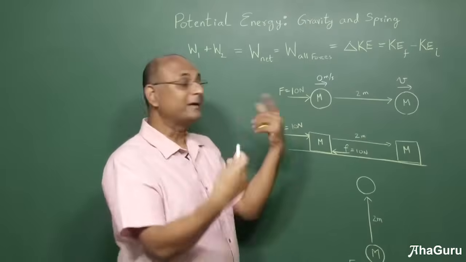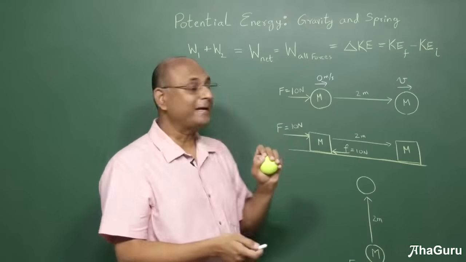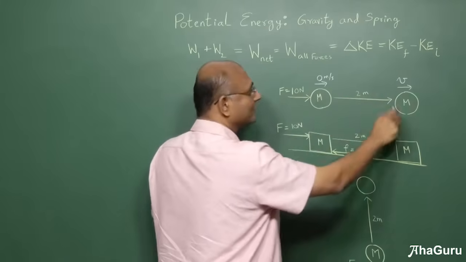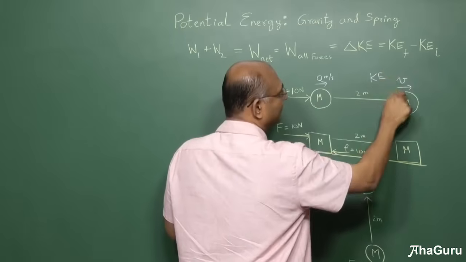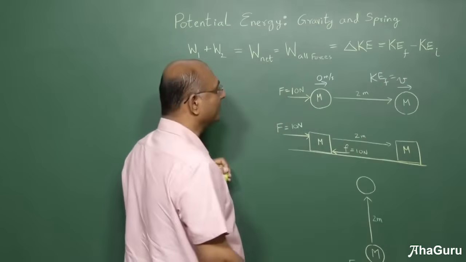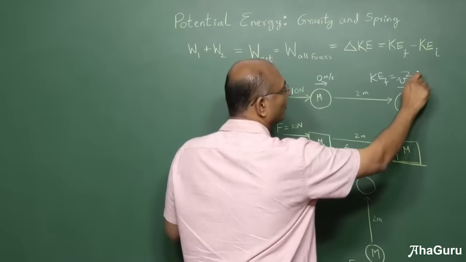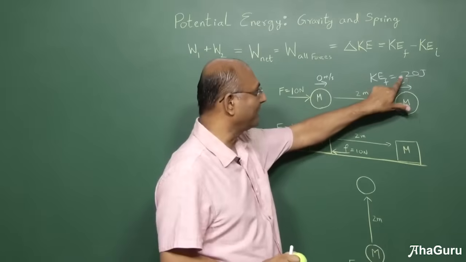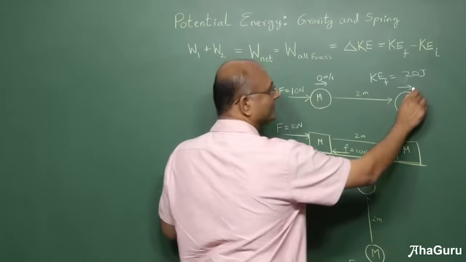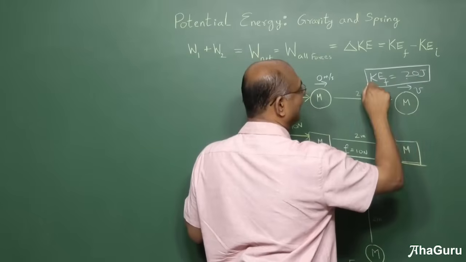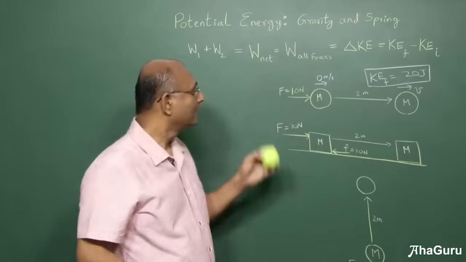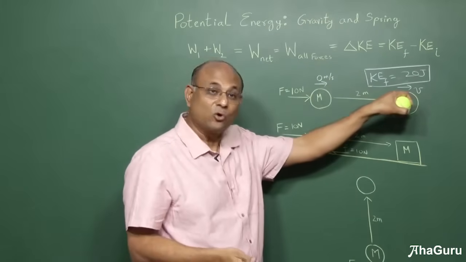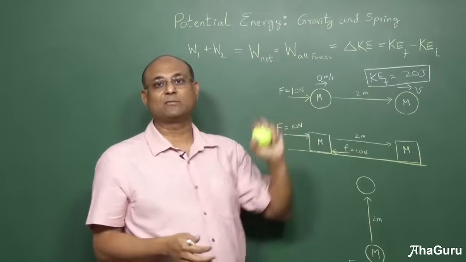Half m v squared, but how much will it be? It will be equal to the energy that I supplied, and the energy that I supplied will be F into S, in the same direction. So the final kinetic energy is going to be 10 into 2, 20 joules. If you want, you can use that to find the velocity, okay? So it has a velocity, but keep in mind that the kinetic energy is 20 joules. Whatever work I have done hasn't got lost, it has got stored as the kinetic energy of the object.